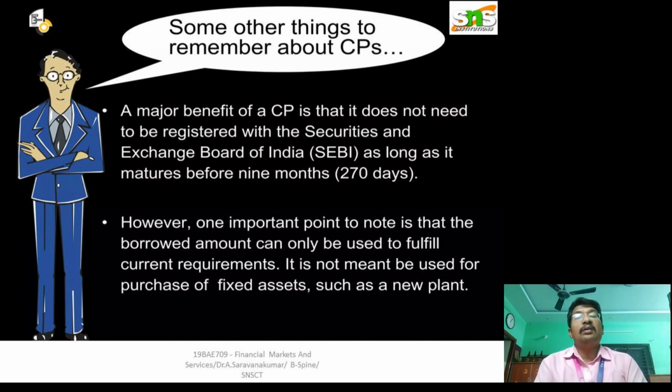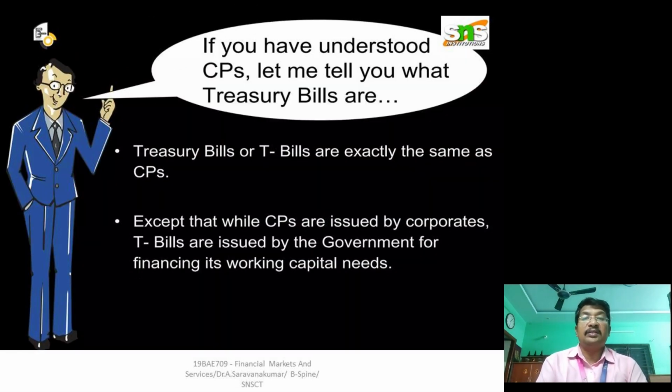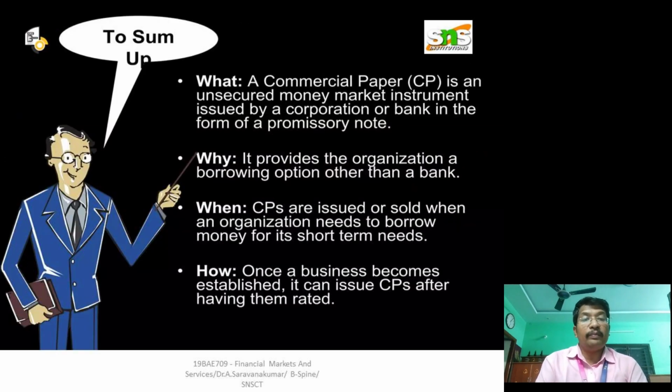If you have understood commercial paper, let me tell you what treasury bills are. Treasury bills or T-bills are exactly the same as commercial papers, except that while commercial papers are issued by corporates, T-bills are issued by the government for financing its working capital needs. So treasury bills are promissory notes. Everyone knows about the promissory note, I think. A promissory note is like a promise. So only the government issues treasury bills.